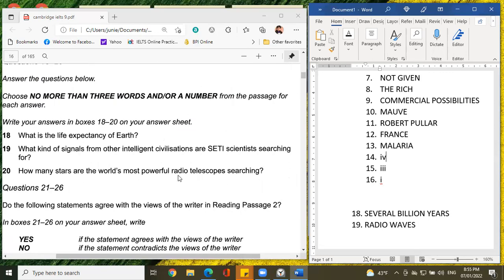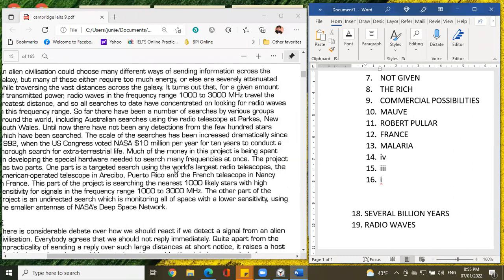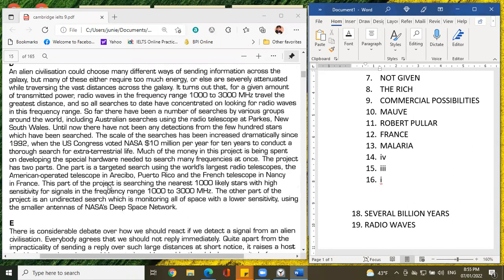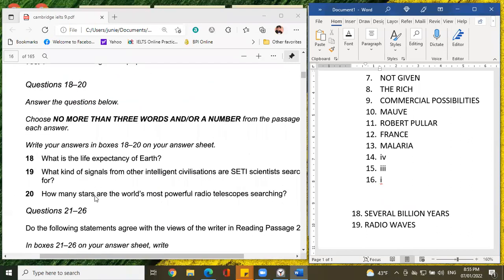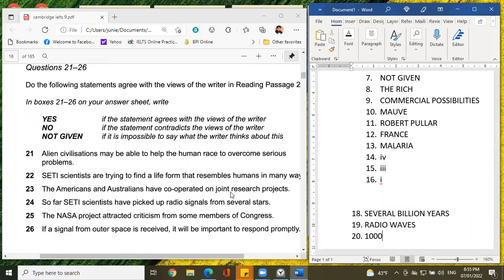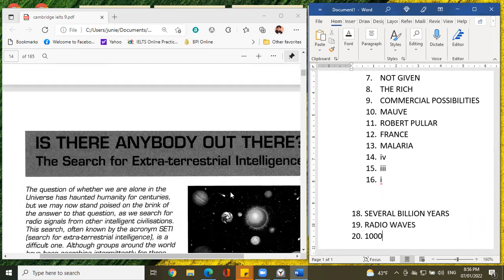How many stars are the world's most powerful radio telescope searching? Nandun yung sagot, guys. 1,000. 1,000 yung sagot. How many stars? 1,000 yung sagot doon, guys. Number 20 is 1,000. Okay. And then, teka guys, tatapusin ko na to yung paragraph.